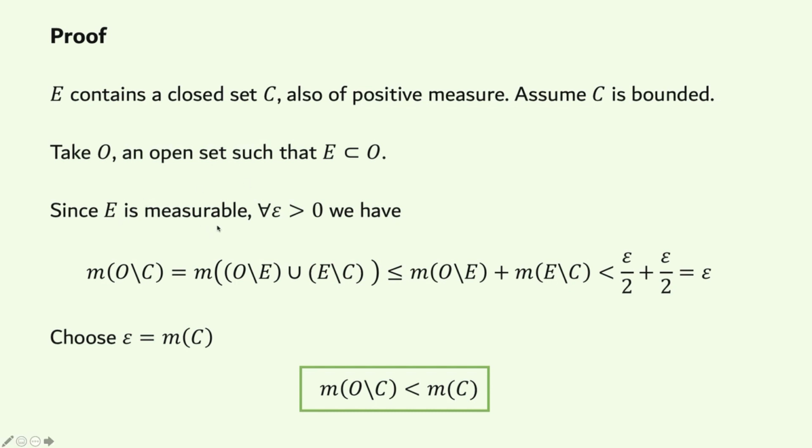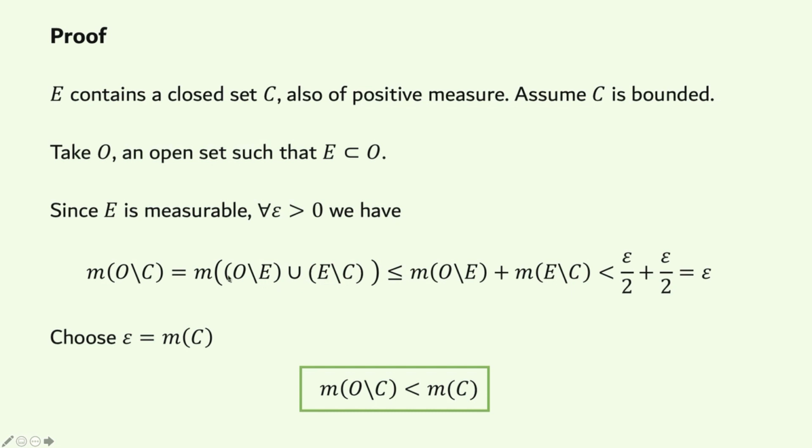So E is measurable, right? So we can take any epsilon greater than 0 and estimate the measure of O minus C. Now we know that E is measurable, so we can arbitrarily approximate it from the outside by open sets and from the inside by closed sets. So what I can do is sort of add and subtract an E here. I'm not actually adding and subtracting an E; these are sets, they're not numbers, but we can think about it this way, because O minus C is (O minus E) union (E minus C).